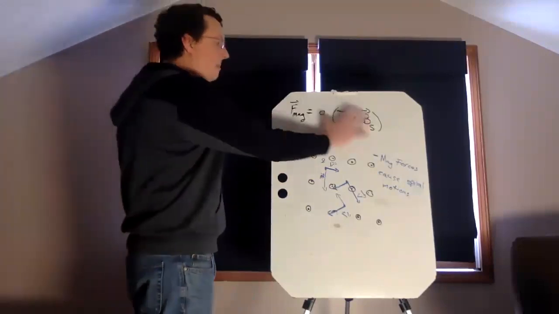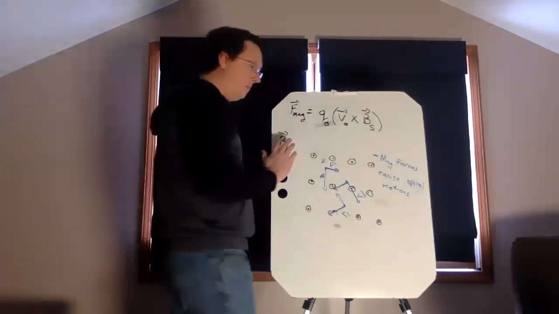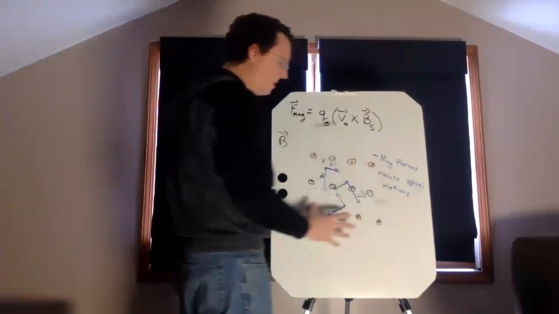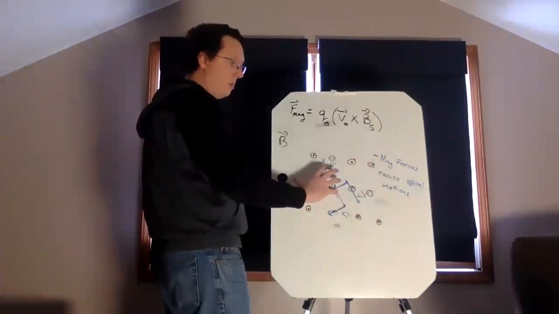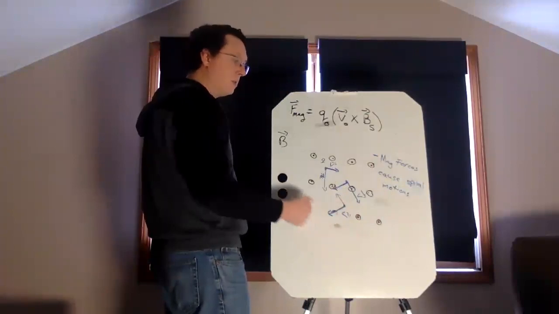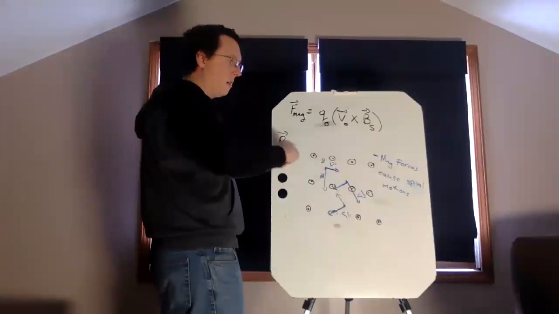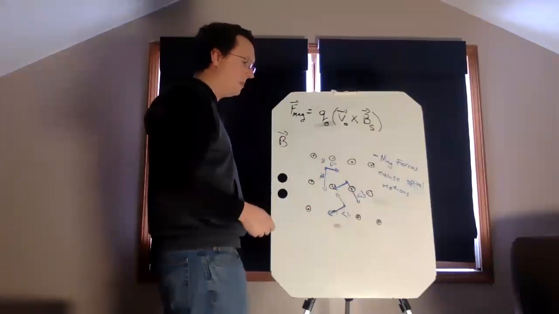Okay, so that's the magnetic force. Kind of go through my list here. This is what it does to charged particles, to point particles and currents too. It makes them follow spiral kinds of motions.